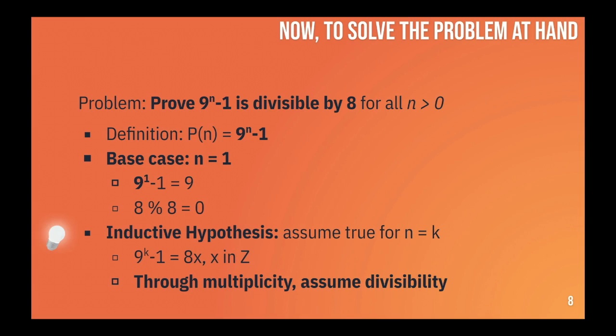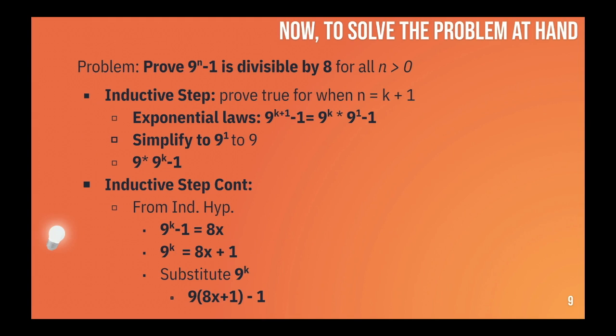We can assume true for n equals k, 9 to the k minus 1 is equal to 8x, x in the set of integers. Since the formula must be divisible by 8, it can also be a multiple of 8. Now, we must prove true for when n equals k plus 1. By the rules of exponentials, we can say that 9 to the k plus 1 minus 1 equals 9 to the k times 9 to the first power minus 1.